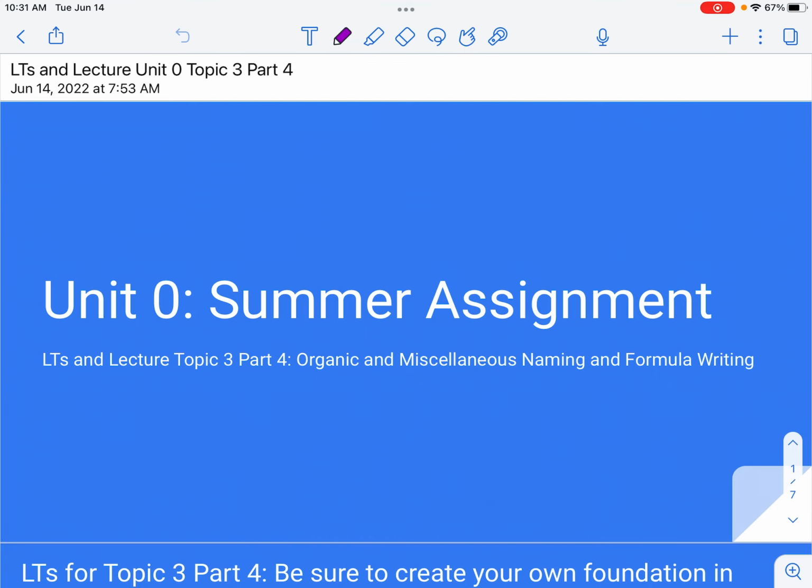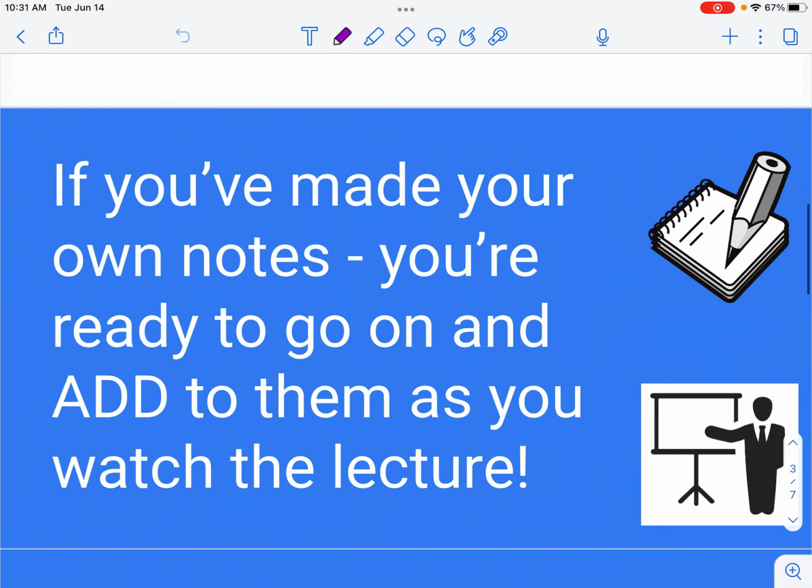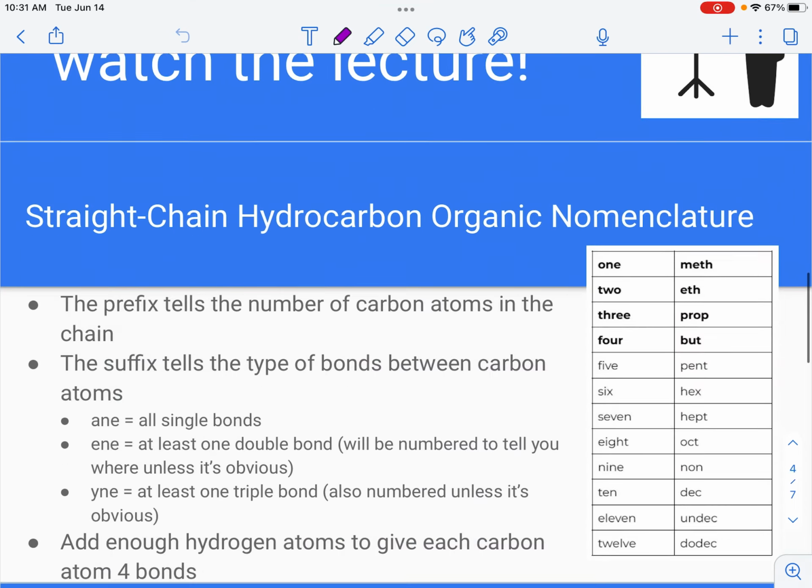So I'm going to walk you through a fair amount of this, but I do want you, as usual, to have your learning targets set up in your notebook first. If you haven't done this yet, you'll want to use the 2 links to make sure that you have what you need in your learning target notebook, but definitely set up the foundation first. Okay, so when you're ready, then you've made your own notes, go on and watch and add as you watch. I'm going to do several examples with you.